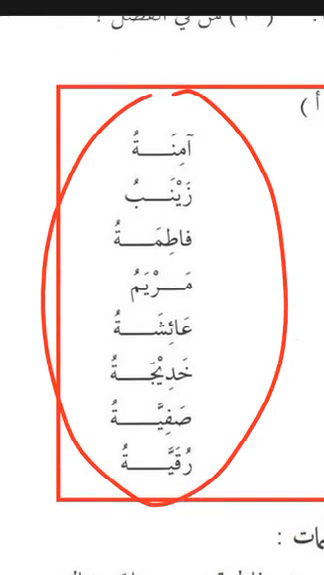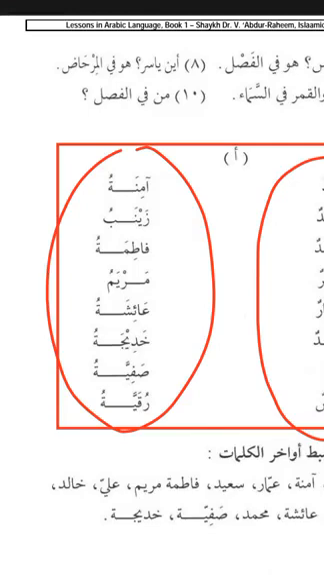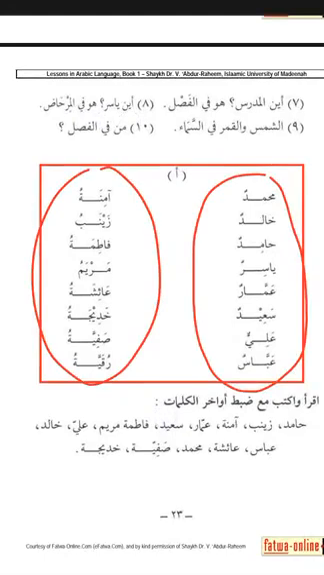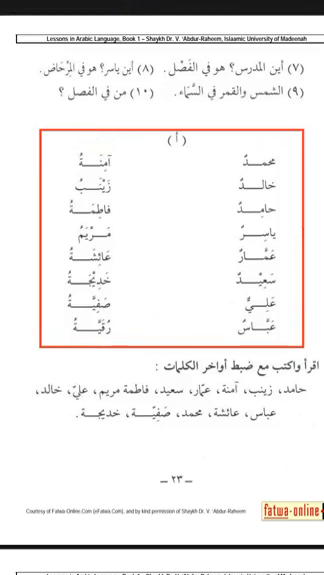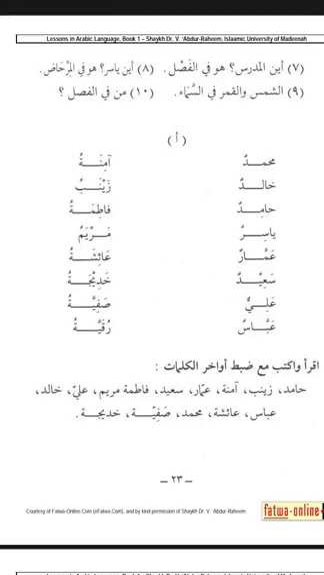Why here? Aminatu, Zainabu, Fatimatu, Maryam, Aishatu, Khadijatu, Sofiyatu, Ruqayyatu. Except Zainab and Maryam, others end with what? A single vowel, with single damma. So female's names don't end with what? With tanween, as I have shown here. So we should take note of this: male's names, which are personal nouns, end with damma tanween, while female's names don't.